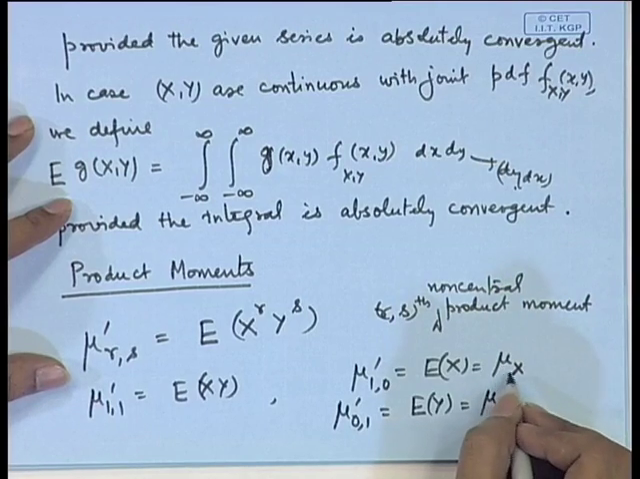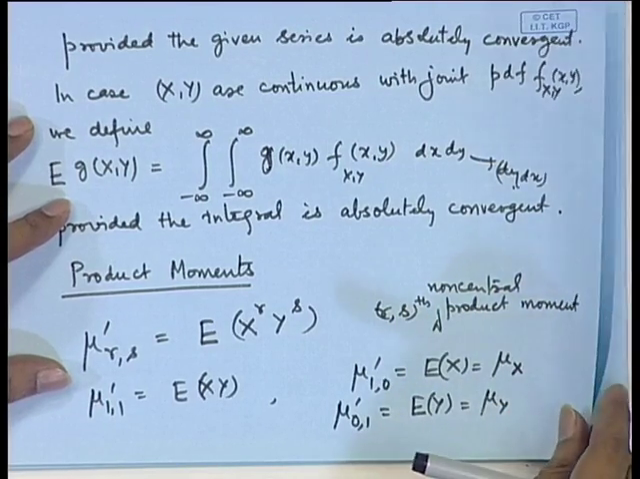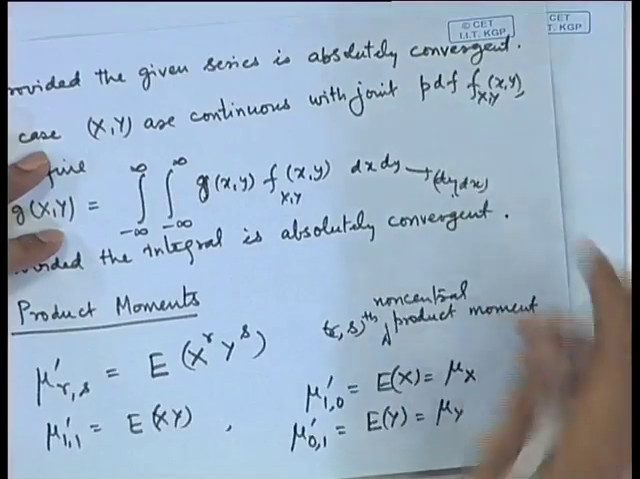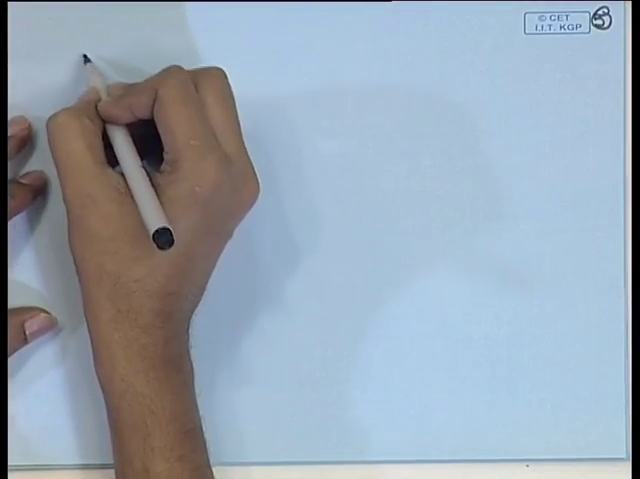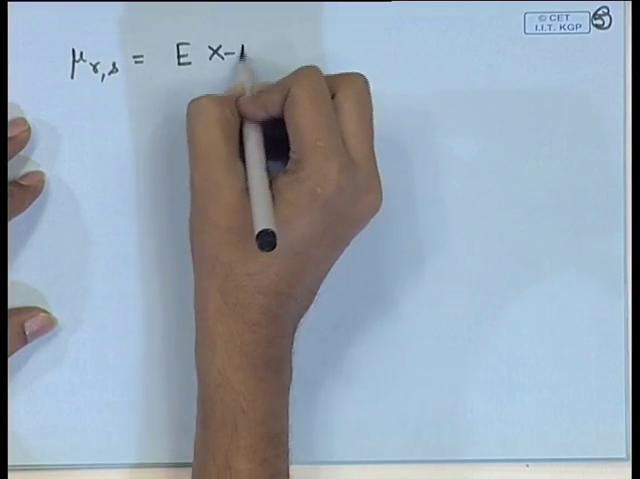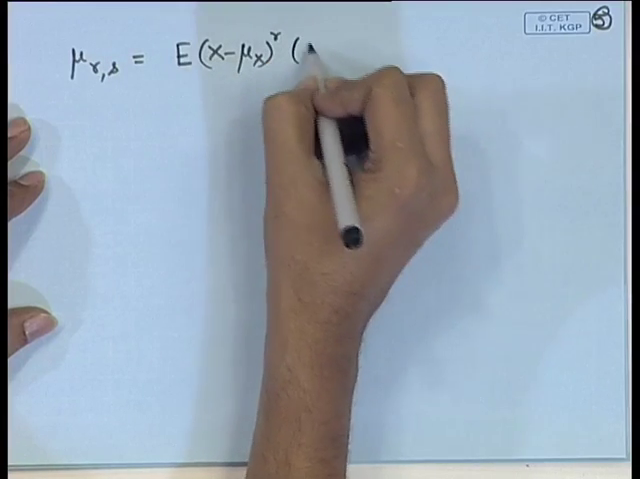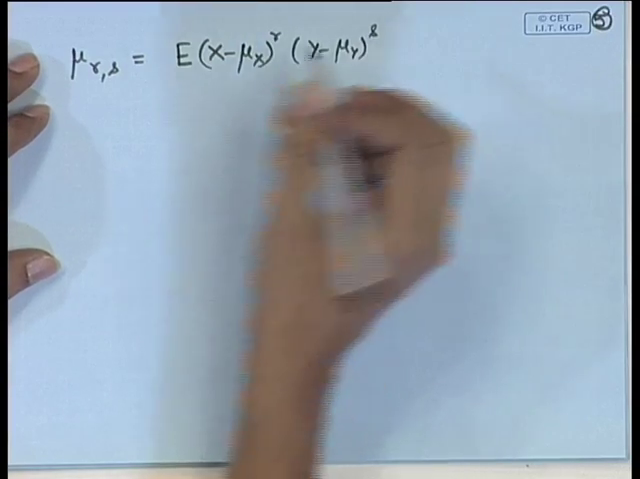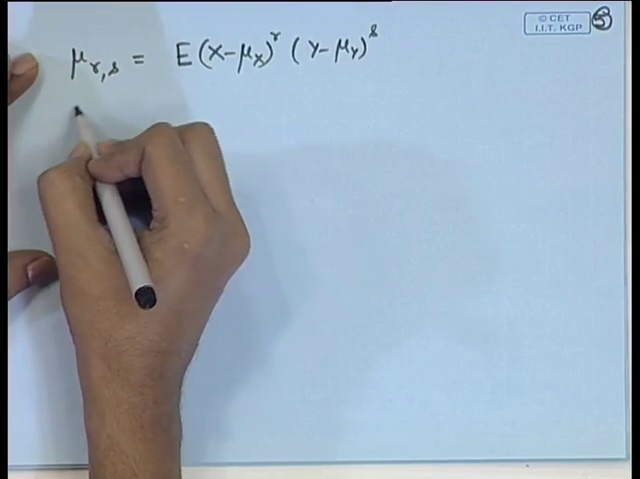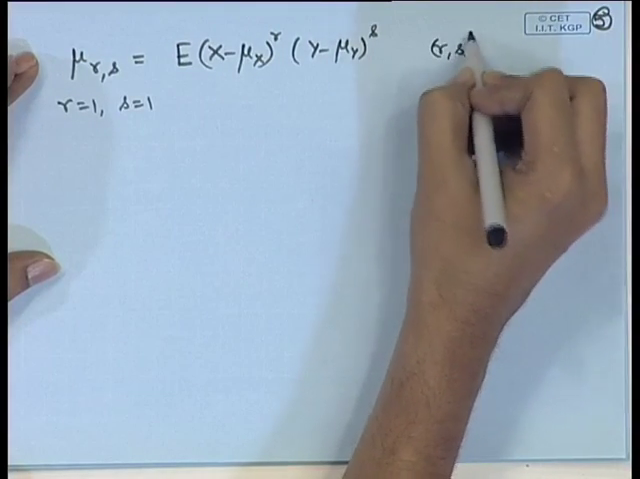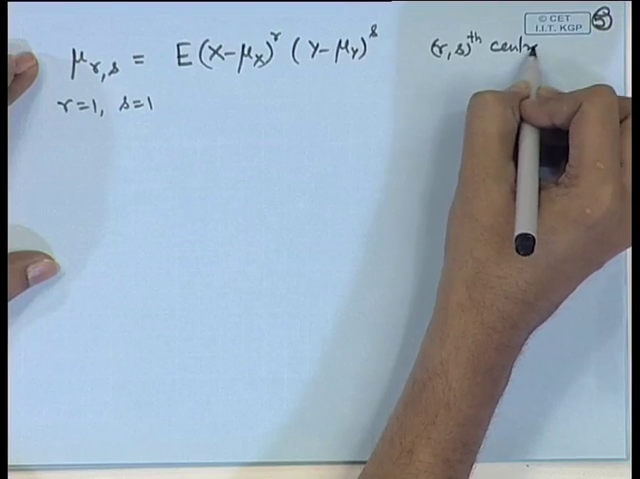Now, using this mu_X and mu_Y, we can define product moments which are central. So, we can talk about mu_{r,s}, that is equal to expectation of (X minus mu_X) to the power r (Y minus mu_Y) to the power s. This is in general the (r, s)th central product moment. Now, if we consider the special case r equal to 1, s equal to 1.